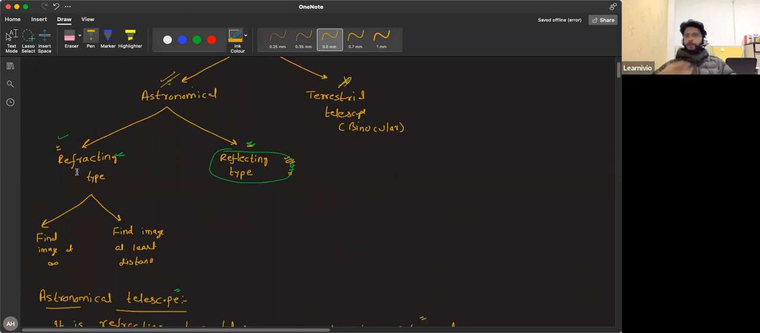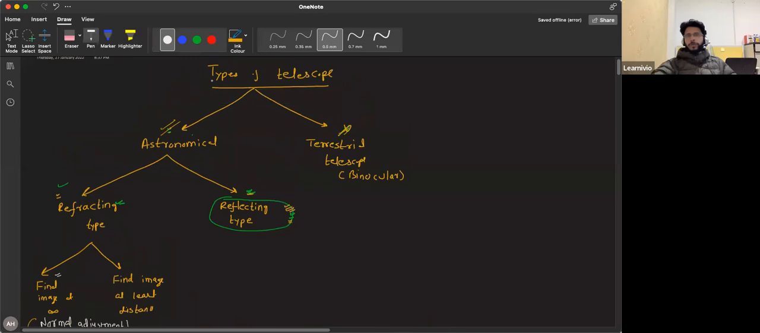Refracting can again be divided into two categories: the one when the final image is at infinity, and the one when your final image is at least distance of distinct vision. This case in NCERT is referred to as normal adjustment also. This is the normal adjustment, and this is when your final image is at least distance. Just note it down, then we'll start with the cases. Please note it fast.